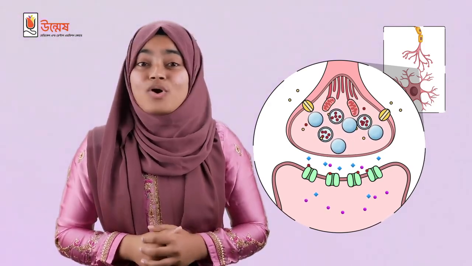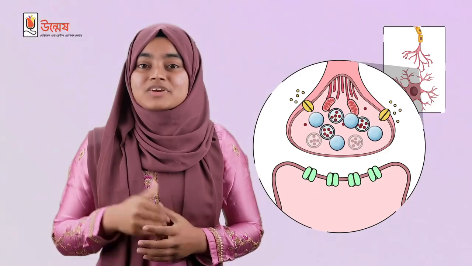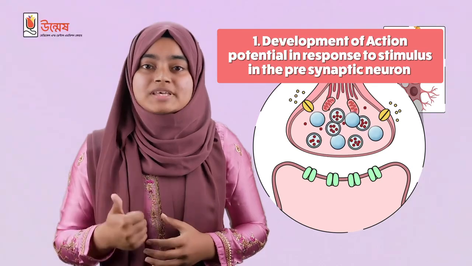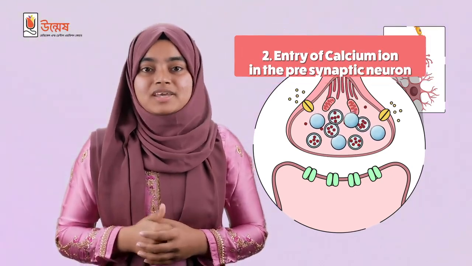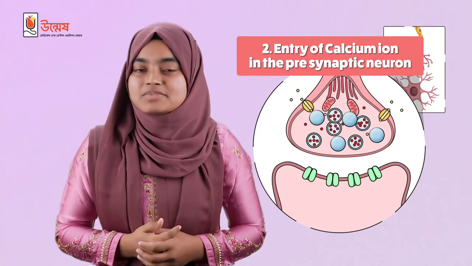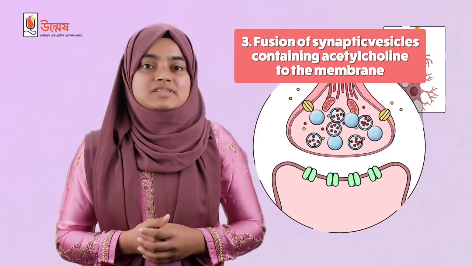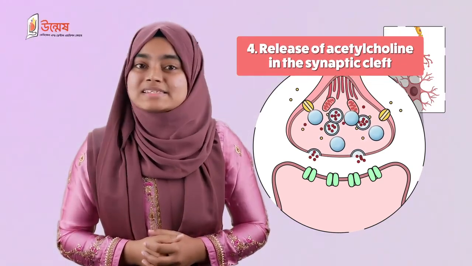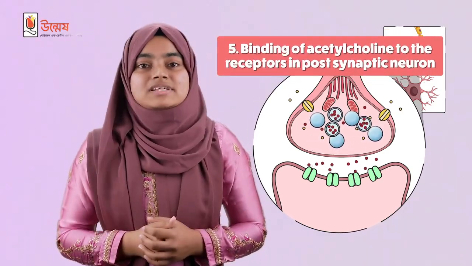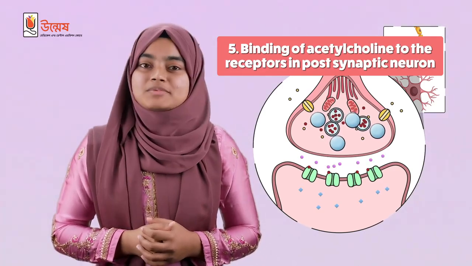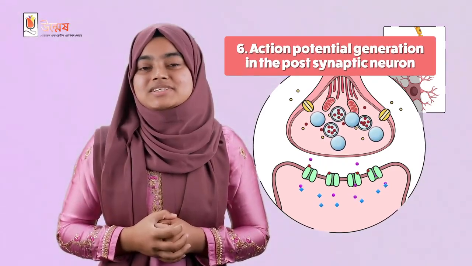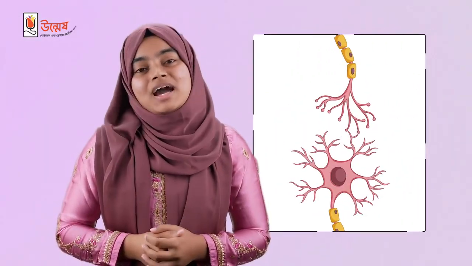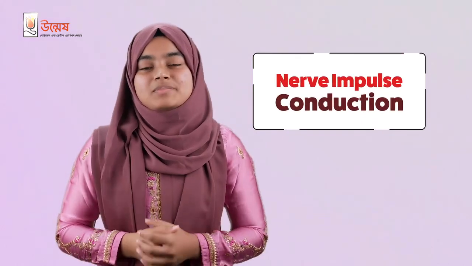So let's quickly brief all the key points of this whole process. Firstly, development of action potential in response to presynaptic neuron stimulus. Then entry of calcium ion in the presynaptic neuron, fusion of synaptic vesicles containing acetylcholine to the membrane, release of acetylcholine in the synaptic cleft, then binding of acetylcholine to the receptors in the postsynaptic neuron, and action potential generation in the postsynaptic neuron. With that, I am concluding our today's topic of discussion, nerve impulse conduction.